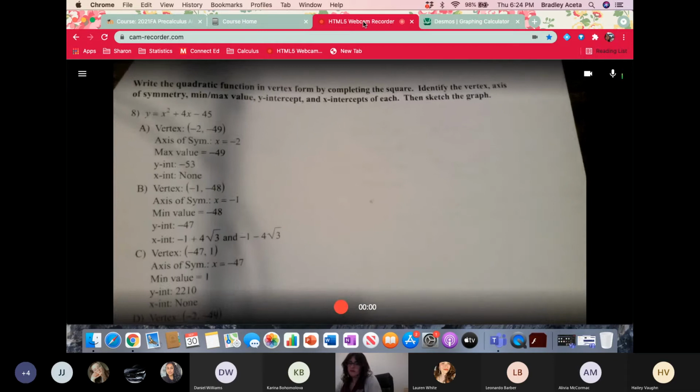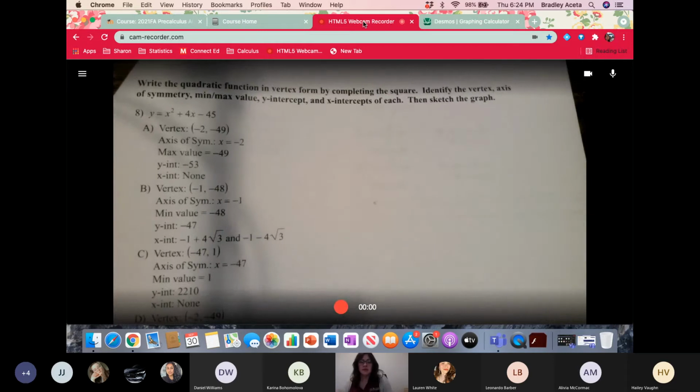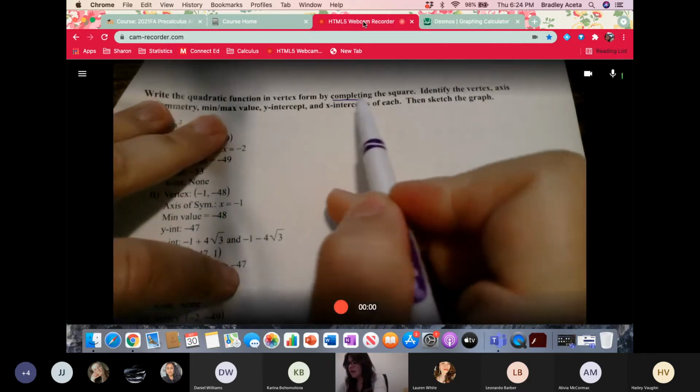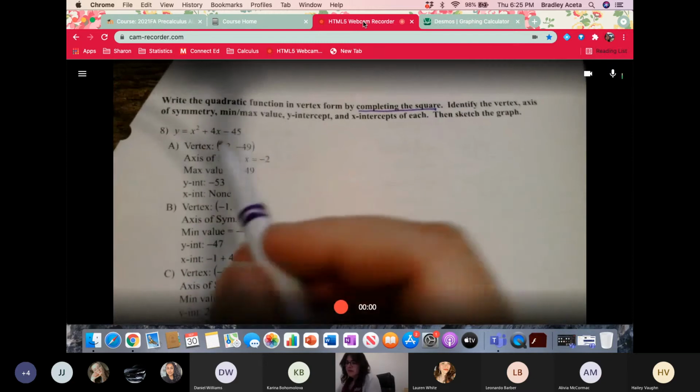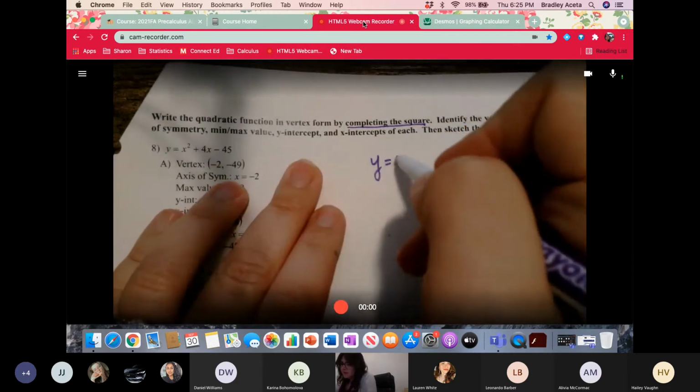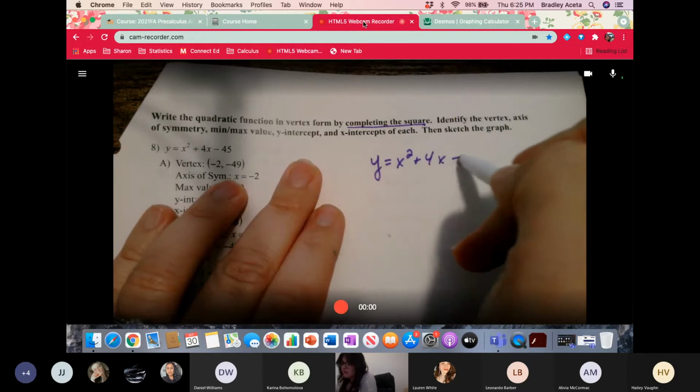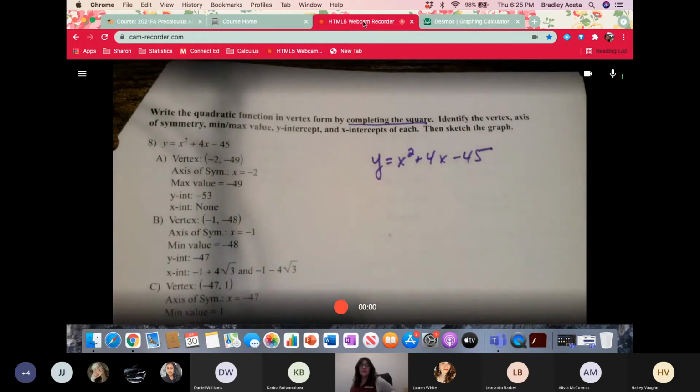Now we're getting into some fun stuff here. It says, write the quadratic function in vertex form by completing the square. Identify the vertex, the axis of symmetry, the max and the min value, the y-intercept, the x-intercepts, and sketch a graph. So the equation that they gave you was y equals x squared plus 4x minus 45. And you have to complete this square.